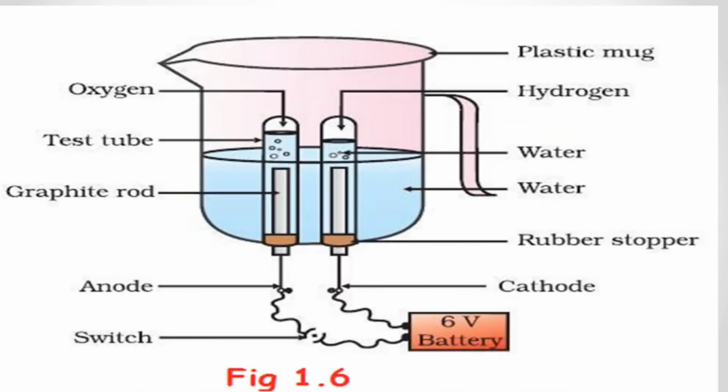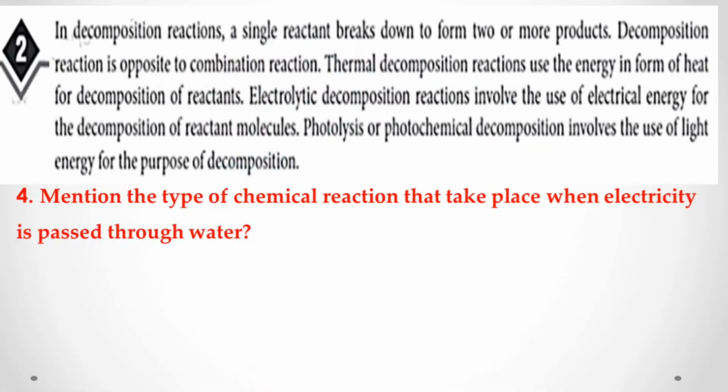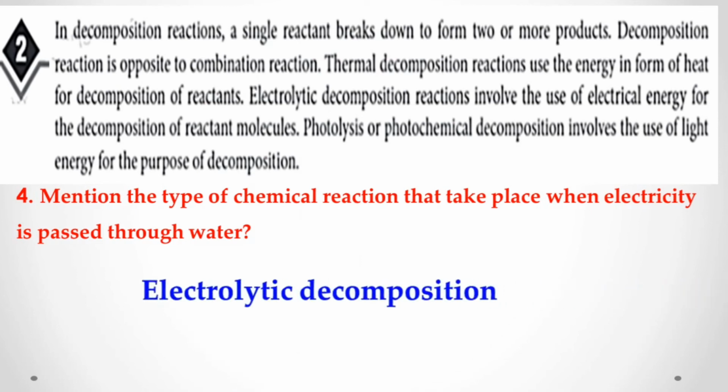So just check figure 1.6 of your textbook. You can see the reaction given there, and you can see that the number of hydrogen atoms released in this reaction is double the number of oxygen atoms. So the ratio of hydrogen to oxygen is 2:1. And since this reaction takes place with the help of electricity, the type of chemical reaction that takes place when electricity passes through it is electrolytic decomposition.